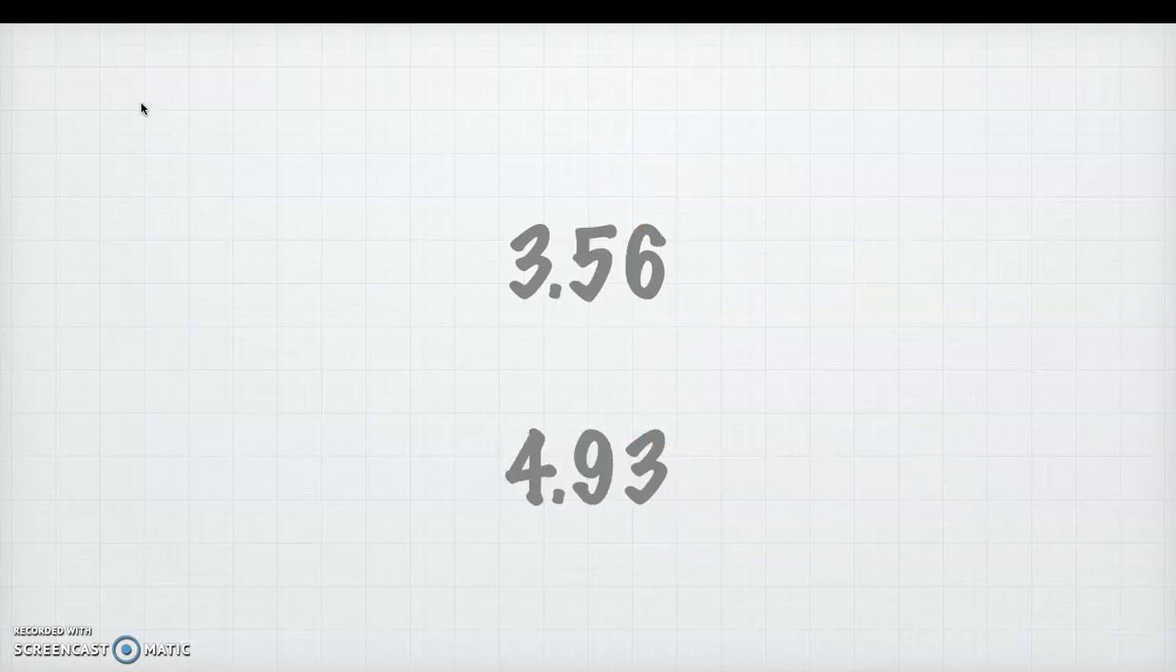I have 3.56 and 4.93. You can do this with me as I'm giving you the answers. So 3.56, I look at my last digit. My last digit is that 6. If it is 5 or greater, I'm going to drop that number and then add 1 to my previous digit. So 5 plus 1 equals what? 6. So my final answer is 3.6. Let's look at our next example.